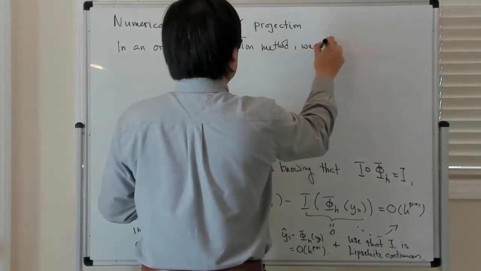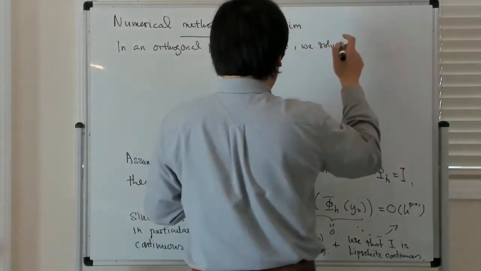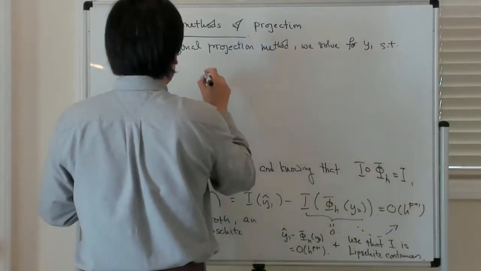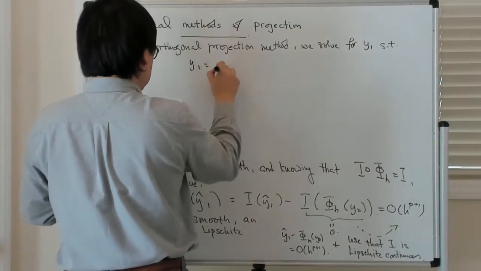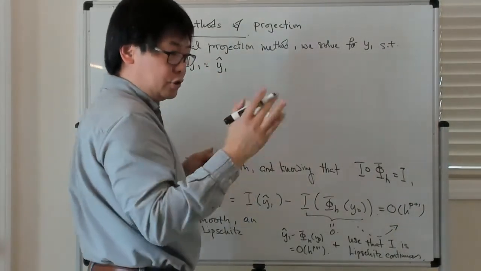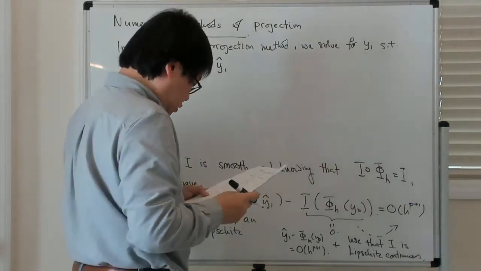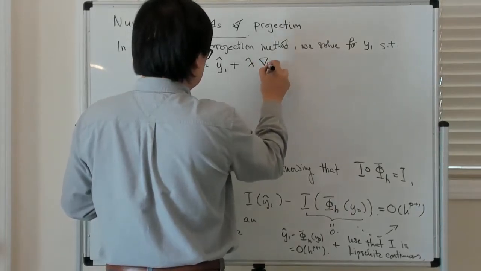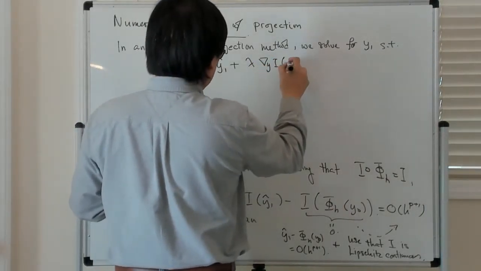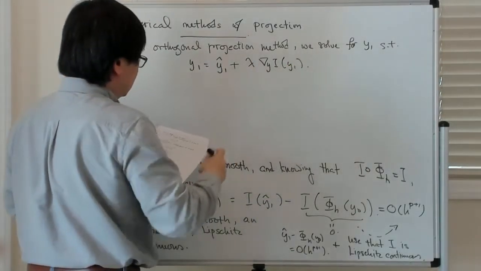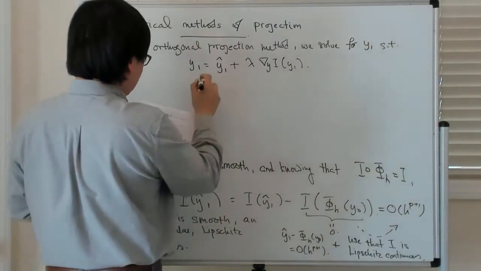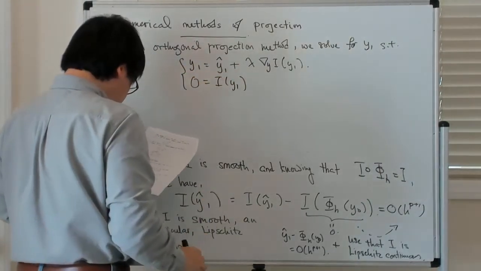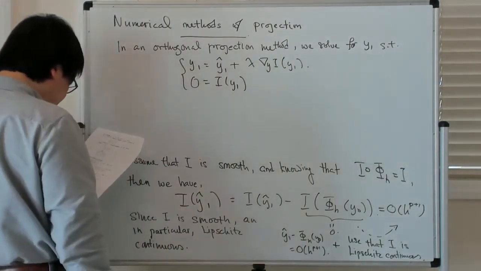we solve for y1 such that the following is true. Y1 is equal to y1 hat, which was the candidate solution you've gotten just by directly applying this p-order one-step method, plus lambda times the gradient of the first integral function evaluated at y1. Okay, so this is a sort of implicit type equation, and then 0 is equal to I of y1. Okay, so the problem, of course, as I said, is that this is an implicit system of equations.